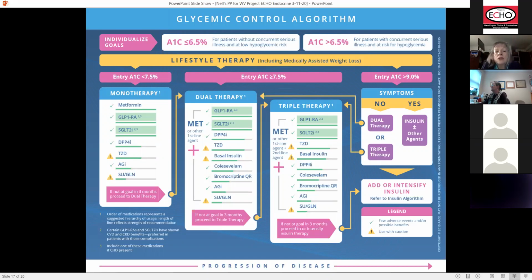And they also say that if an A1C is greater than 9 with no symptoms, you could do dual or triple therapy. If they have symptoms like they're thirsty all the time or they're urinating all the time, then they recommend insulin plus or minus other things. So I just point that out to you in case you don't have this.